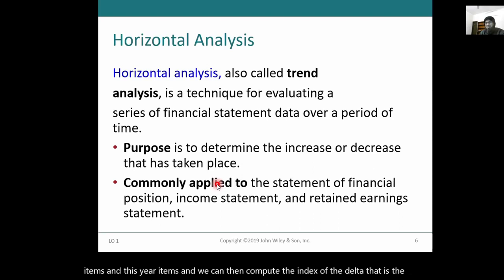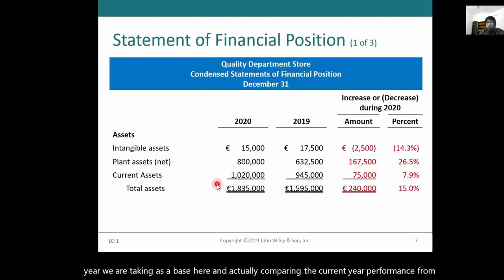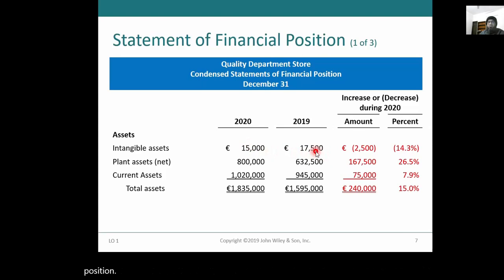So keeping last year as a base year, or whatever other year we are taking as a base year, and actually comparing the current year performance from that base year, and thereby working out the index number sort of things. So here is an example, right? For example, this is the asset side of a statement of financial position. So intangible assets 2019 were 17,500, 2020 are 15,000.